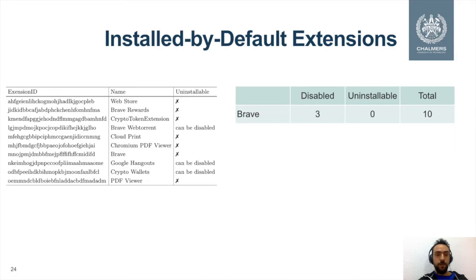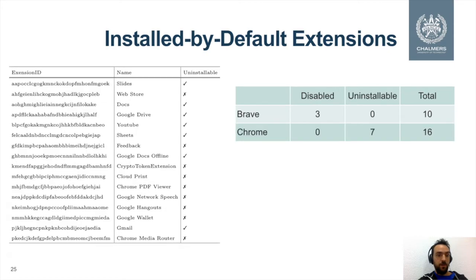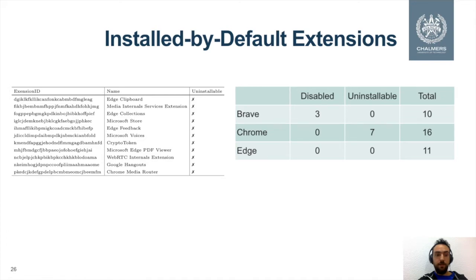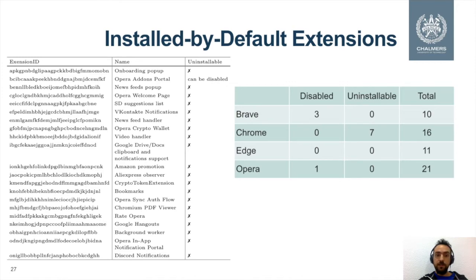For instance, Brave comes with 10 extensions where only 3 of them can be disabled. Chrome comes with 16 where only 7 can be uninstalled. Edge comes with 11 and none can be disabled or uninstalled. And finally, Opera comes with 21 already implemented extensions where only 1 can be disabled. So what does this mean? How can an attacker get any advantage of these installed by default extensions?